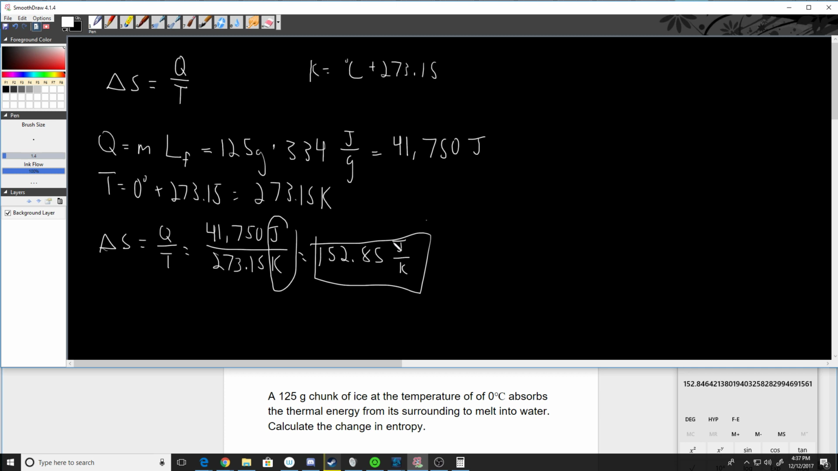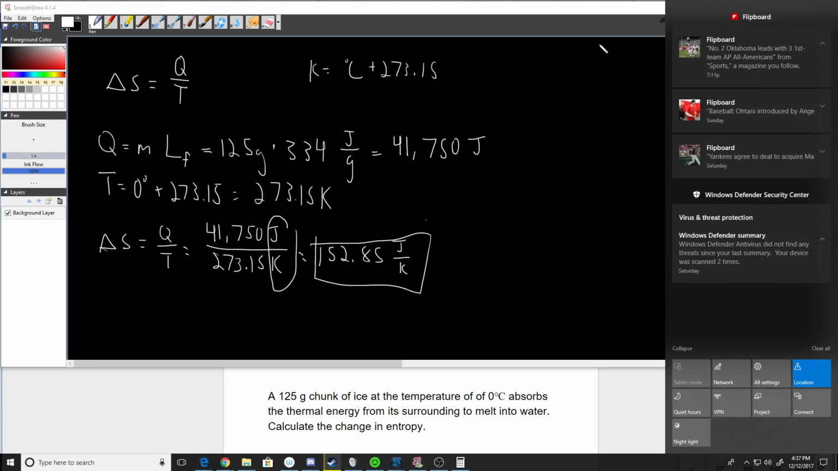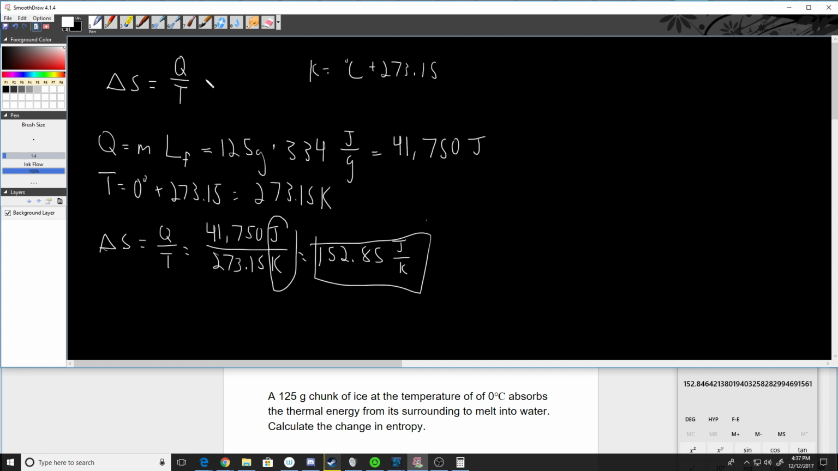The hard part is sometimes finding your Q, because you're going to have to go back and maybe use Q equals MC delta T, and then use the average temperature. Sometimes you have to figure out the heat using latent heat. Finding Q is probably the toughest part about this equation, because you can't really find Q without those. But that's it. That's a basic short video to go through that, and I hope it helps.